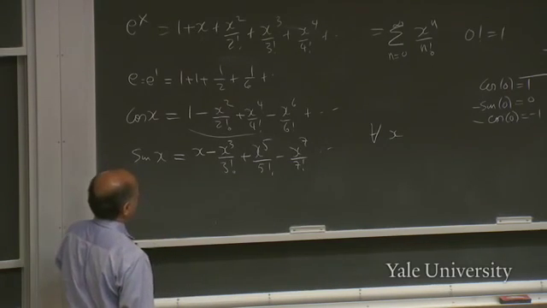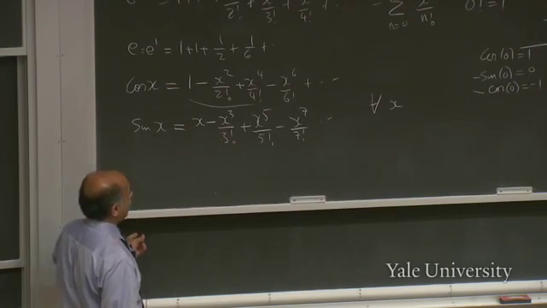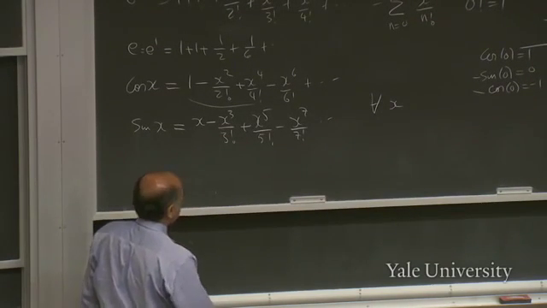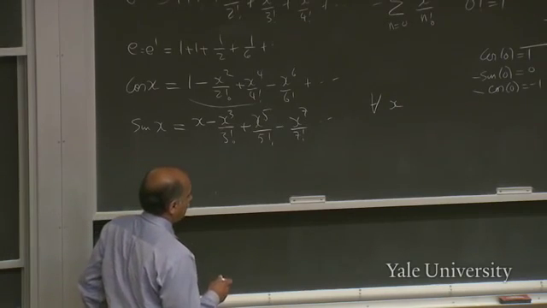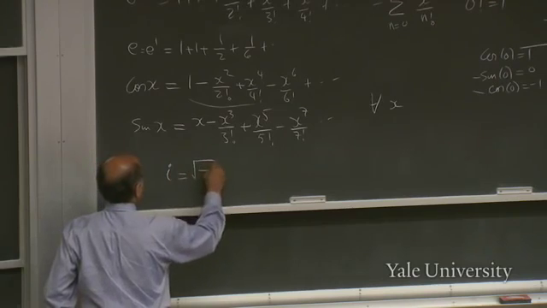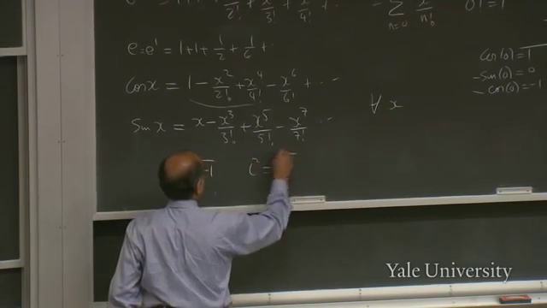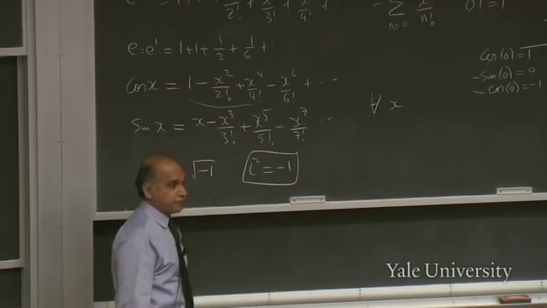OK, now for the punchline. I think some of you may know what the punchline is. The punchline is the following. Let us introduce, without any preamble right now, the number i, which is the square root of minus 1. All I expect of i is that when I square it, I get minus 1.